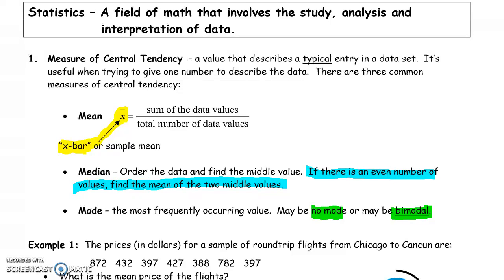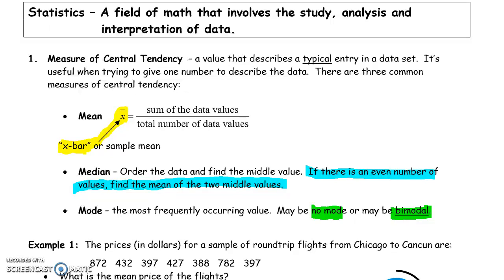So just to do a quick vocab check, make sure that we understand the mean, or the sample mean, is going to be using this x-bar as the symbol, and it's the sum of the data values divided by the total number. So the same old mean you've been calculating for years.